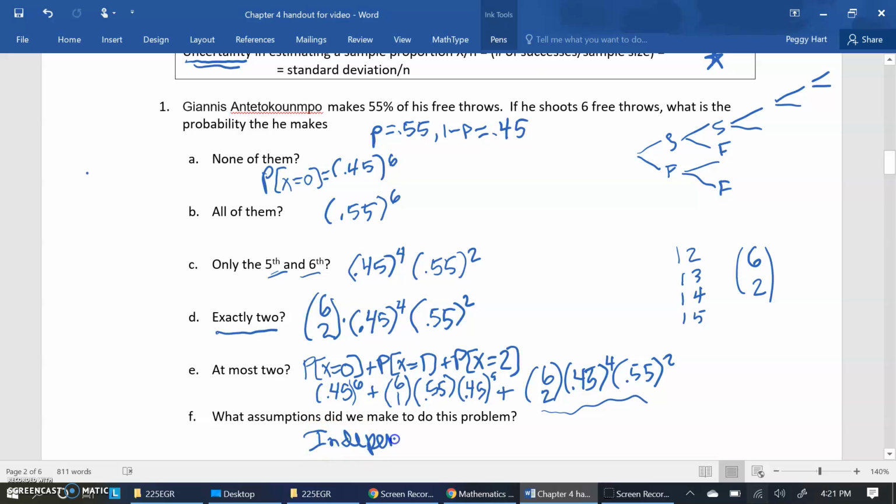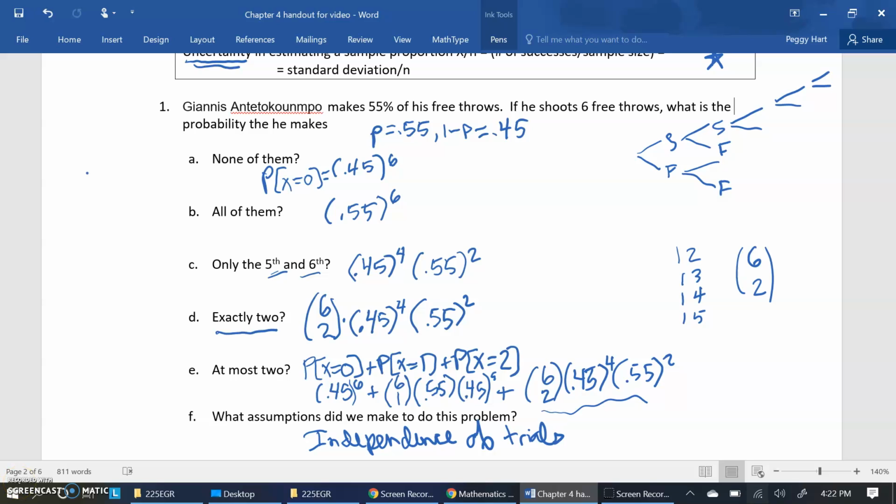That his failure or success on a single trial, of the shots, his failure or success on a single trial is not affected by the failure or success on a previous trial. Okay, so that's called independence.